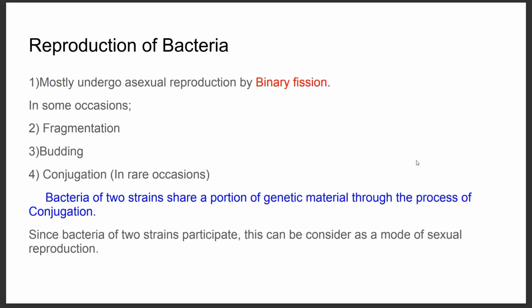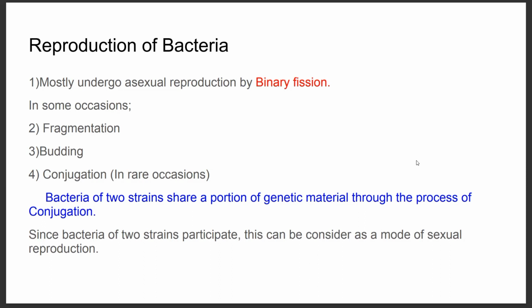That part is over. Then reproduction of bacteria. Under this part, we have to learn there are 3 asexual reproduction methods. First one, binary fission. Mostly they undergo binary fission. And on some occasions, they undergo fragmentation and budding. Fragmentation, budding, binary fission, all those 3 are asexual reproduction methods.